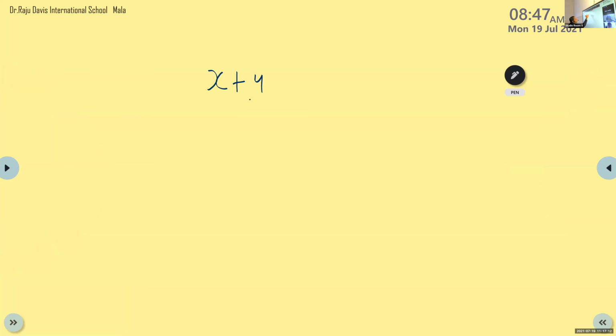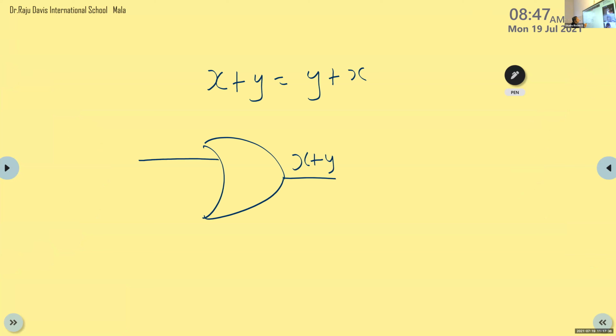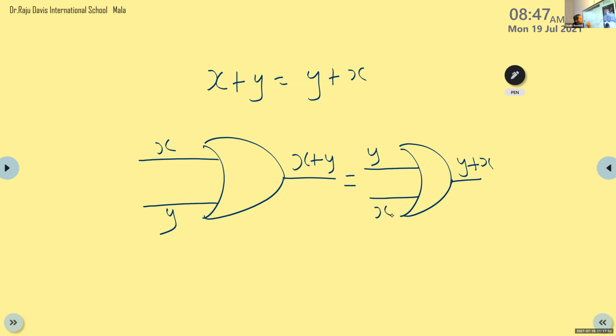Our question is x plus y is equal to y plus x. How do you draw the logic circuit? Pooja, how can we draw this x plus y? Using OR gate. This is the OR gate symbol. The output is x plus y. Which are the inputs? It is x and y. Then which is equal to another OR gate, that is y plus x. The first input is y, second input is x.